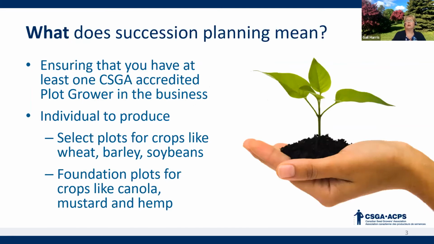What we're talking about today specifically for pedigreed seed production, succession planning, really means ensuring that you have at least one CSGA accredited plot grower in your business. That will mean that you have an individual who's able to produce select plots for crops like wheat, barley, and soybeans, and foundation plots for crops like canola, mustard, and hemp. Again, all of those are called accredited plot growers.